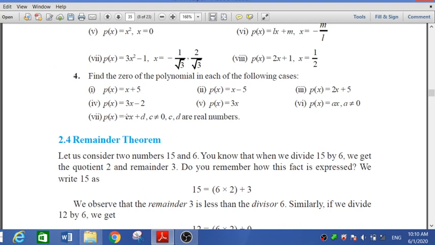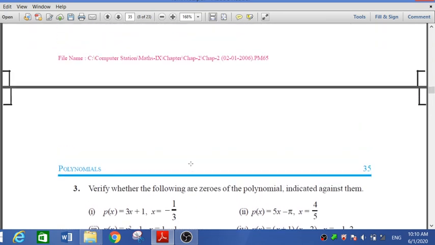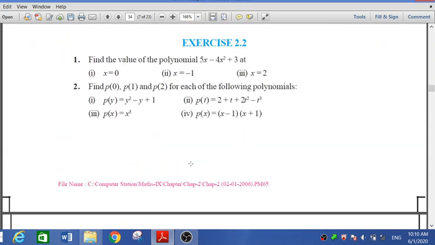Lesson number 2 we have already started. This is our third lecture, and mostly exercise 2.2 is very easy. You have to complete it, and you have not yet submitted it in your classroom. So exercise 2.1 and 2.2, anyhow you have to submit in the classroom this Saturday.